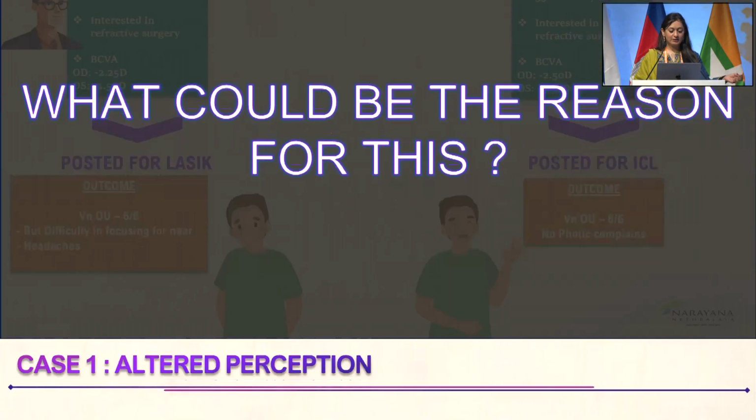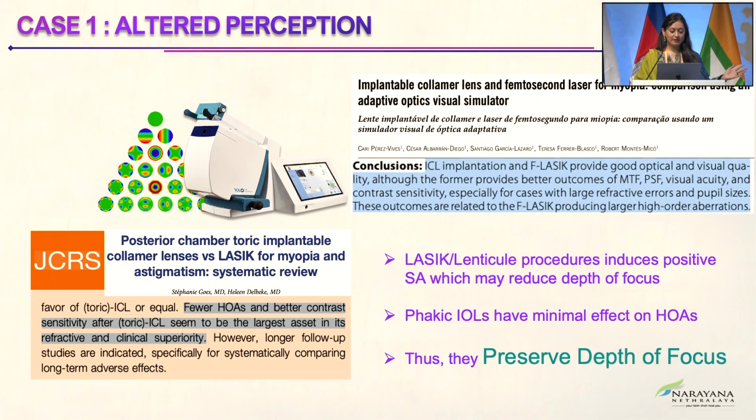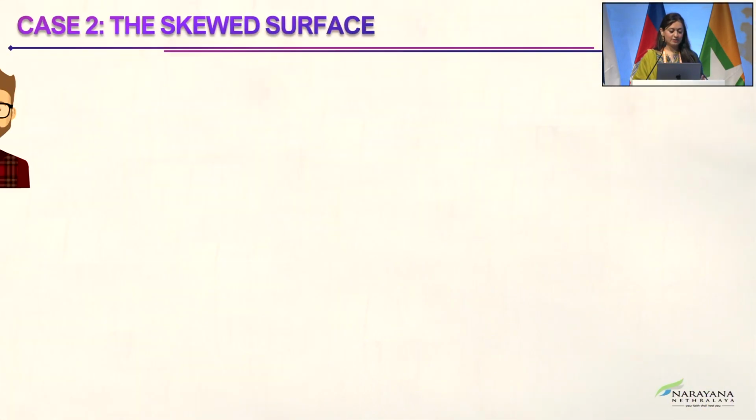So what could be the reason for this? As I already mentioned, in LASIK there is always a change in aberrations which may alter your depth of focus, whereas in phakic IOLs, your depth of focus is maintained.